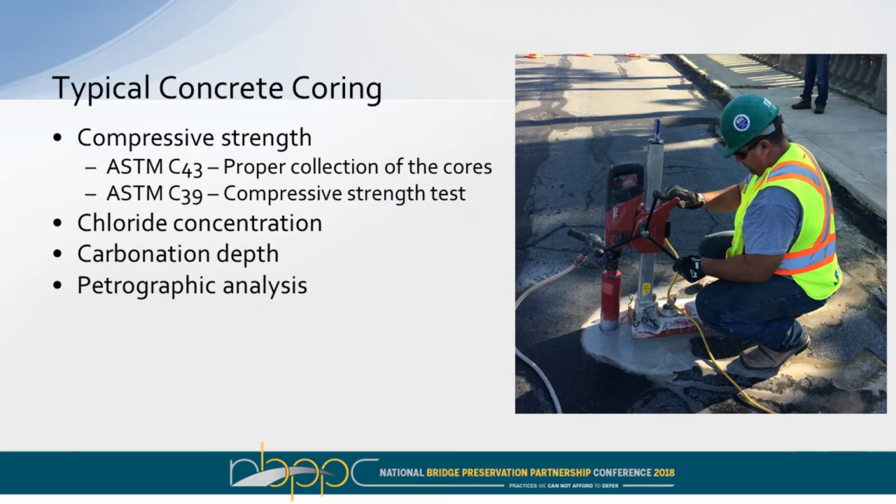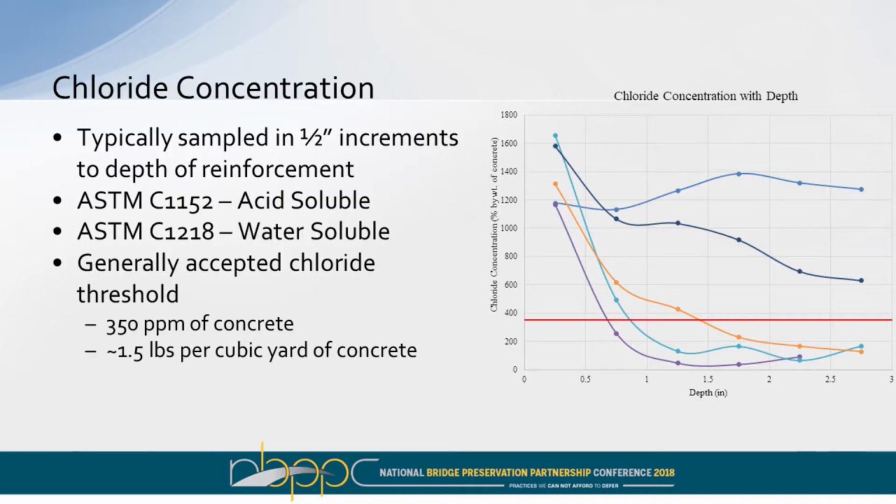Coring is obviously extremely important. Typically in bridge deck evaluations, we're looking at 4 primary things. We want to know compressive strength, chloride concentration, how deep potential carbonation is, which is another factor for corrosion activity, and petrographic analysis. Is there any kind of chemical deterioration occurring? So chloride concentration, typically we're taking cores through the depth of a bridge deck, in half-inch increments, looking at the profile of the chloride concentration with depth.